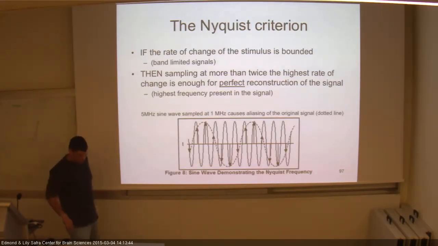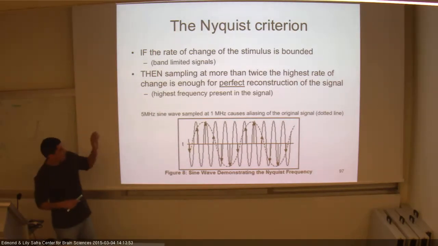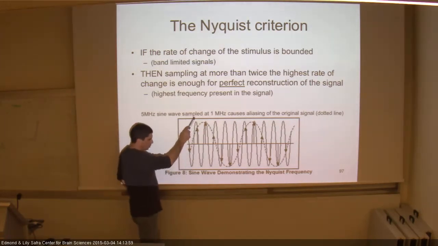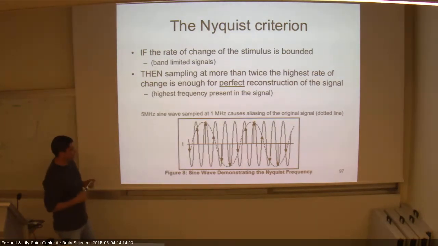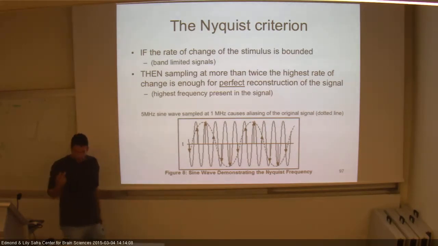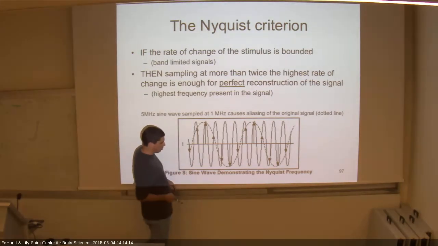This is basically a physics thing. So those of you from physics should know this much better than I do. If you want to reconstruct a stimulus in full, it's called the Nyquist criteria. If you want to reconstruct a stimulus, which is what we call bounded, a band-limited signal, you must sample it at least twice the rate of change, the maximum change of the stimulus. If you will not do that, you will have aliasing, and the signal will be different.